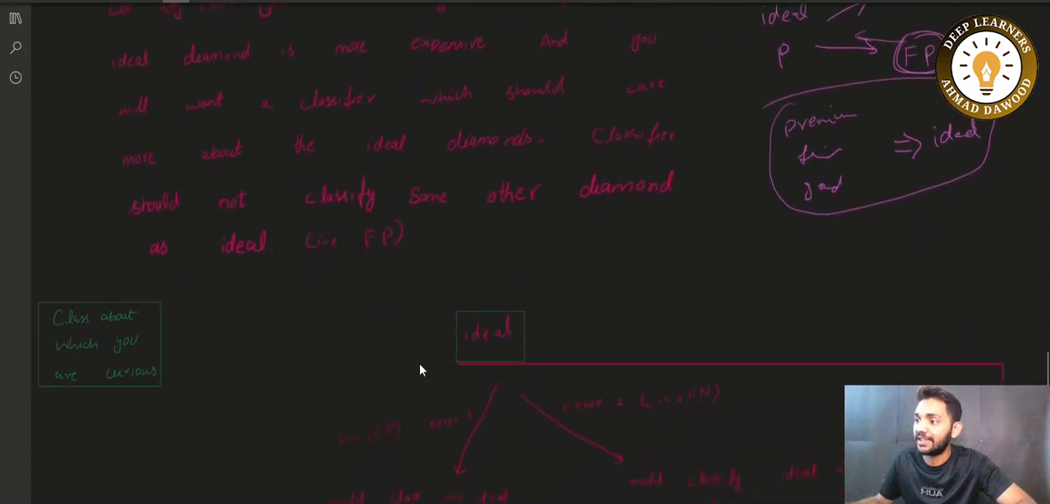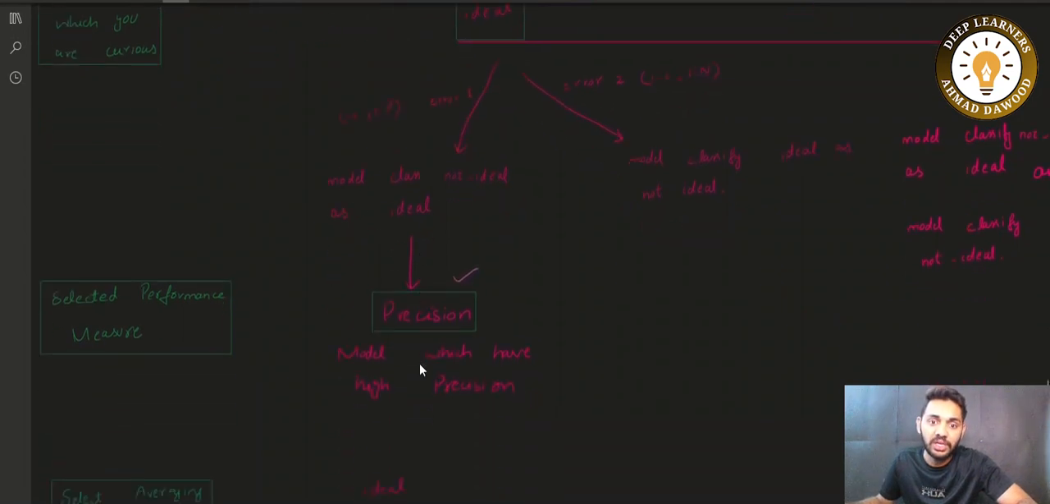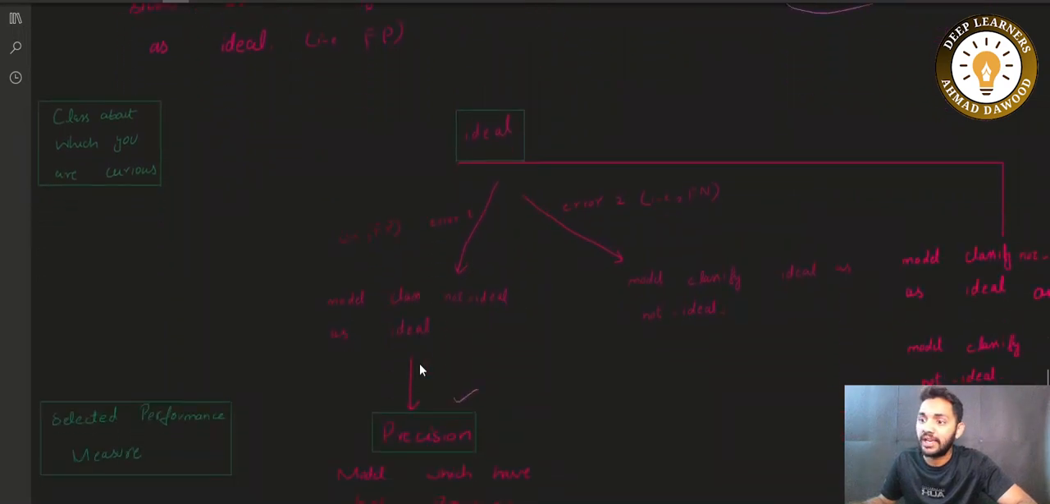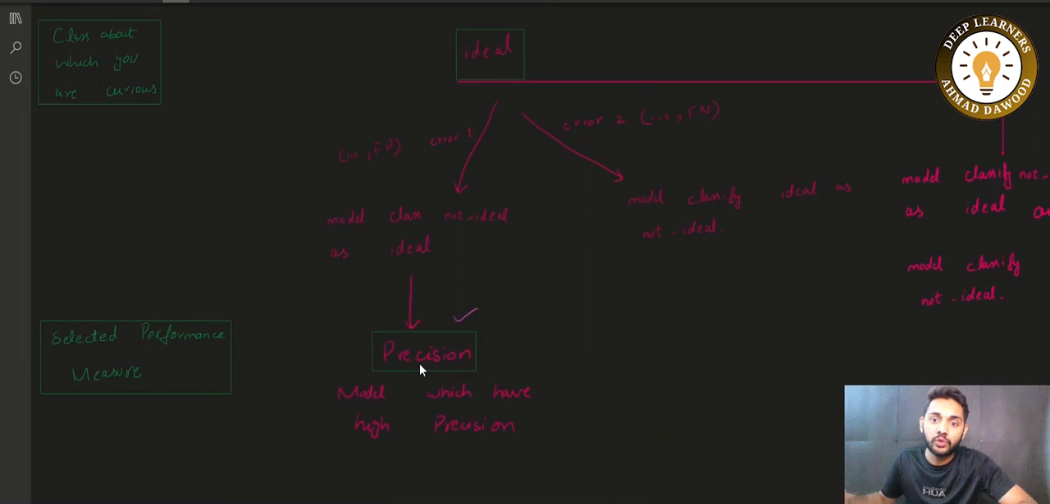So for that, you have selected that with respect to false positive, we usually use precision. The model which has high precision regarding the ideal class will have fewer false positives with respect to the ideal class. Now, you cannot rely just on the precision of the ideal class. You also have to calculate the precisions of other classes.